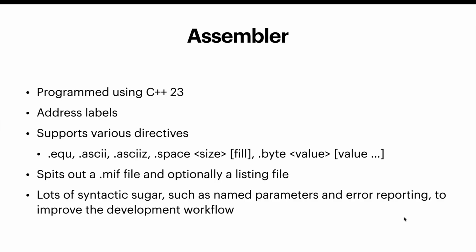The assembler is programmed using C++23. It features address labels as well as various directives such as equal, ASCII, ASCII-Z, space, and byte. The assembler spits out a MIF file and optionally a listing file. There's lots of syntactic features such as named parameters and error reporting to improve the development workflow.